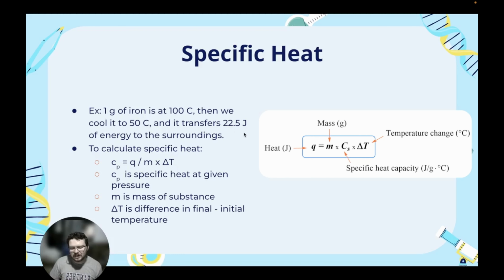And then our transfer of energy was 22.5 joules of energy to the surroundings. So 22.5 divided by 50 would be our official problem there. And 22.5 divided by 50 is 0.45. So the specific heat of this iron, this 1 gram of iron, is 0.45 joules per gram degrees Celsius. Okay, and that is what you're going to have to do for your experiment today.